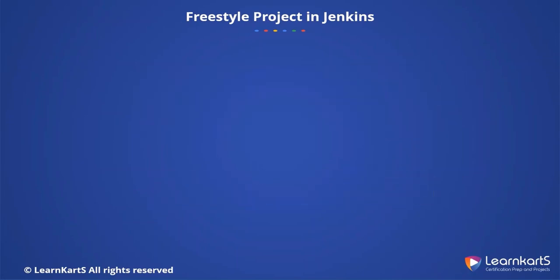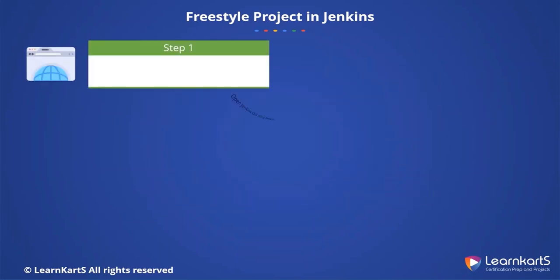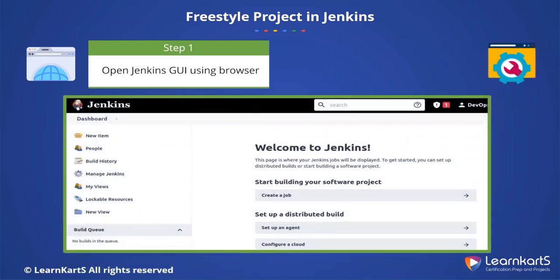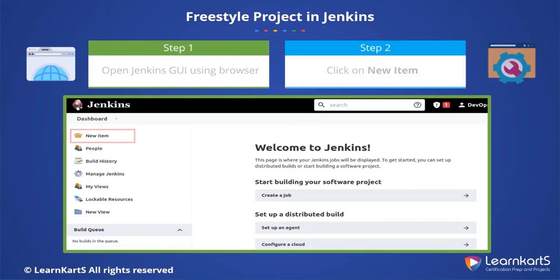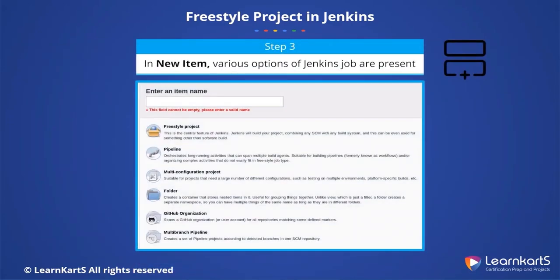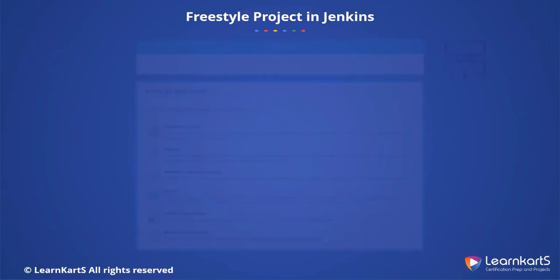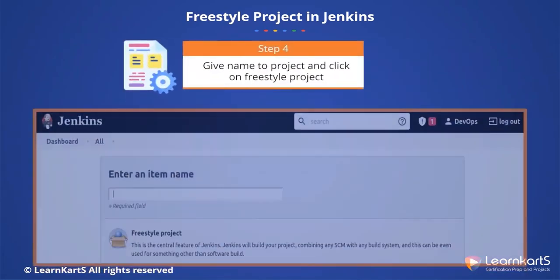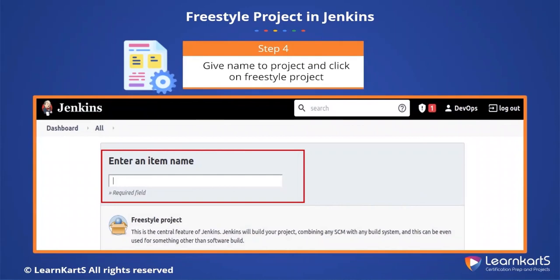Now, in order to create a freestyle project, all you need to do is go to the Jenkins UI. When you log into the Jenkins UI, you will have an option to create a new Jenkins job. So you can click on New Item. The moment you click on New Item, you will have the option of what kind of Jenkins job you want to create, whether it's a freestyle, a GitHub one, or a Jenkins pipeline project. So you have to define what kind of Jenkins job you want to create. That's what we are trying to do in this case.